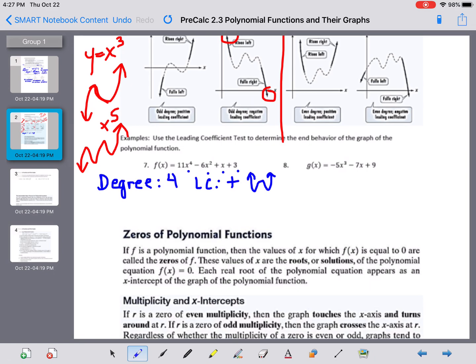What I want to do here is give the end behavior. My end behavior is up on the left, up on the right. This is my answer for the end behavior.